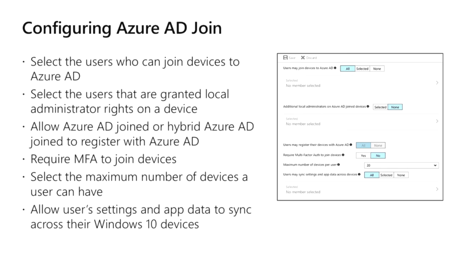And another option is users may sync settings and app data across devices. By default, this setting is set to none. Selecting specific users or groups or all allows the user's settings and app data to sync across their Windows 10 devices. So you can learn more on how sync works in Windows 10. This option is a premium capability available through Azure AD Premium or the Enterprise Mobility Suite.